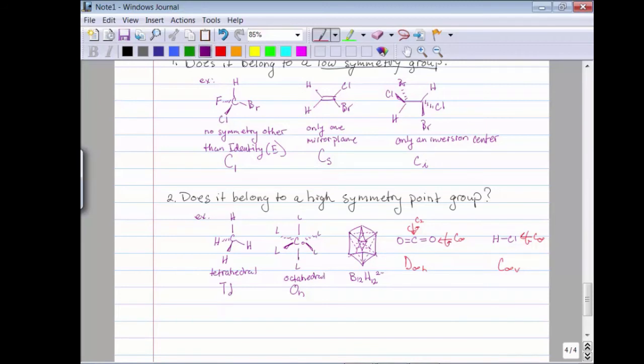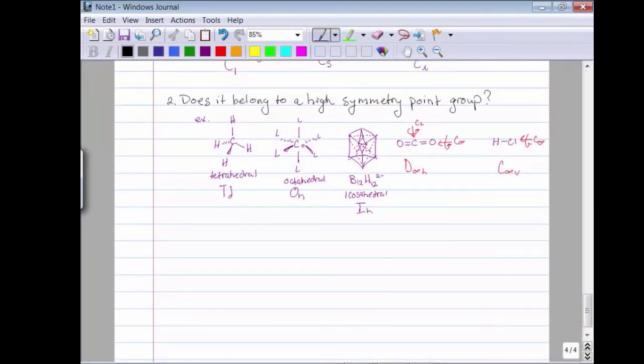B12H12 is icosahedral, and it's IH. We won't run into that one very often. Okay, so if it's a low symmetry group, you can just classify it and stop. If it's a high symmetry group, you can classify it and stop. But if not, you have to go on to the next question.